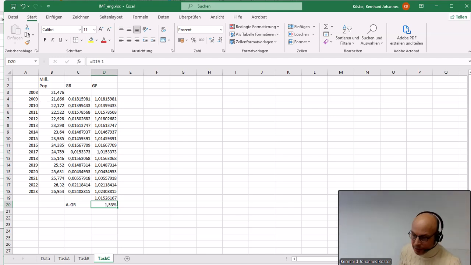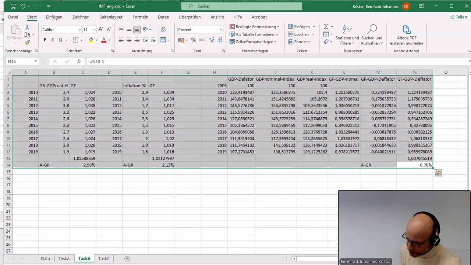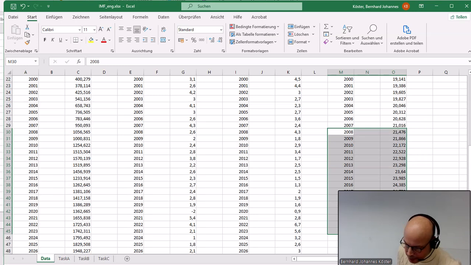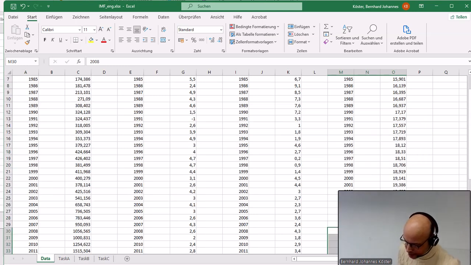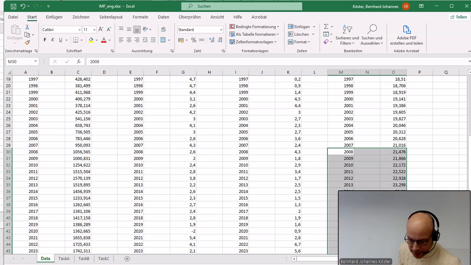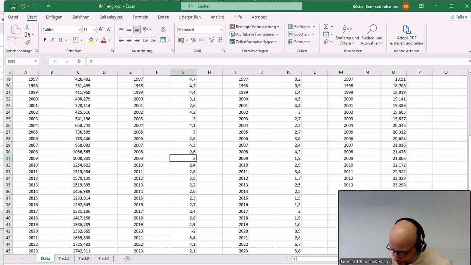So of course, then we also need the real growth. Here we do not have a long enough period. So we need, where is it? Real growth rates. Now we are starting with the absolute number in 2008, so we have to start with the growth rates at 2009 until 2023.